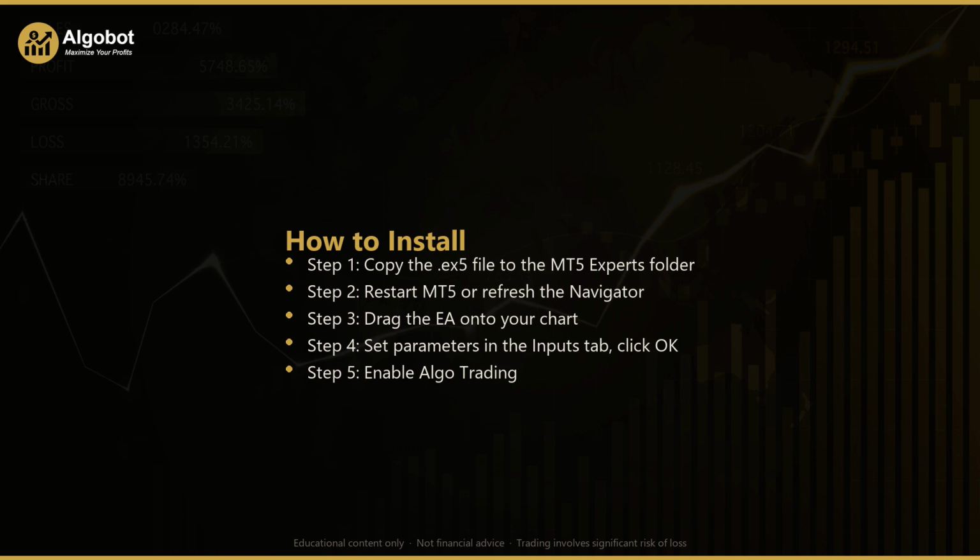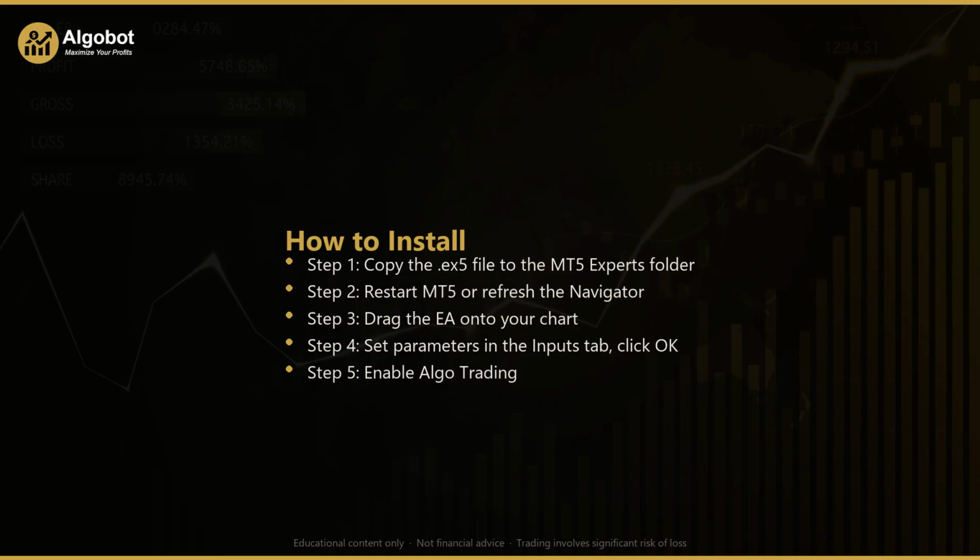Step 2. Back in MetaTrader, find the Navigator panel on the left. Right-click on Expert Advisors and choose Refresh, or simply restart the platform. Your SwingFailureReversal EA should now appear in the list. Step 3. Open a chart for the symbol you want to trade, say gold or the British pound, and set it to the 15 or 30-minute time frame. Then drag the EA from the Navigator directly onto that chart.